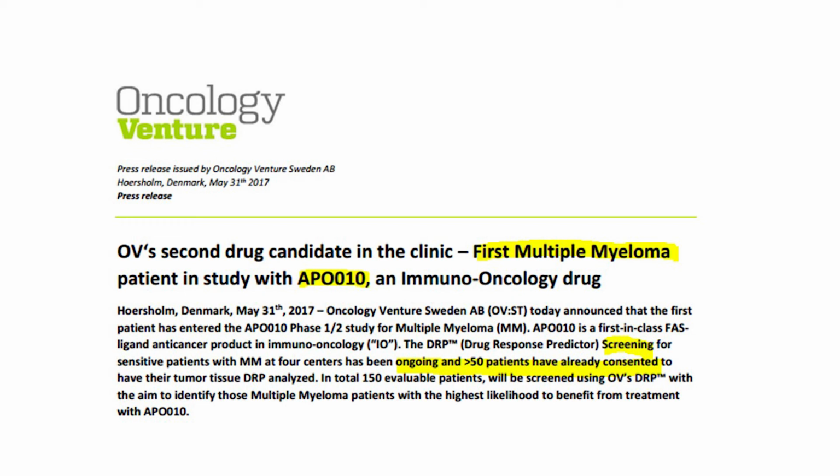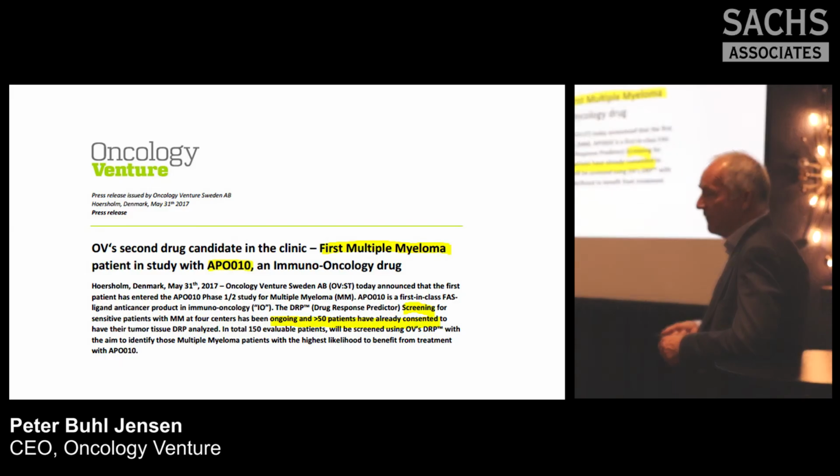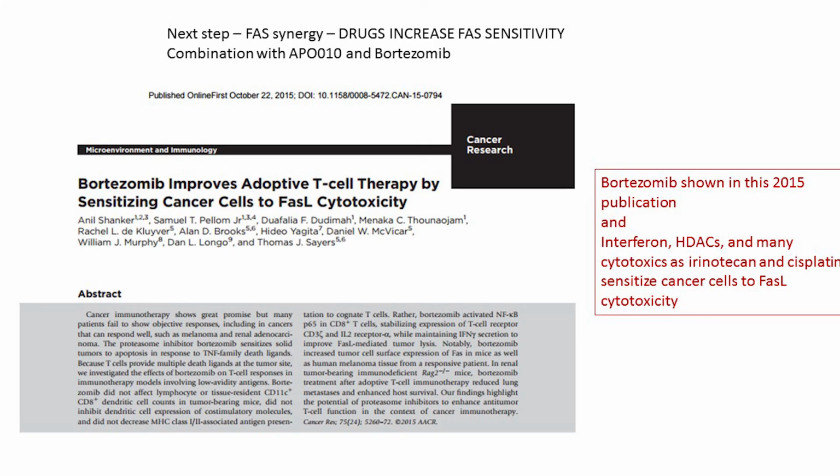We have screened 50 patients in 4 different hematological centers. They're very excited about this product, and we look forward to move it forward. It has already been in a phase 1 study where it was in all comers. We never used the drug response prediction method, so we of course have now optimism in how this is going to move forward. And next step is also to utilize some of the Fas synergy that we know is there.